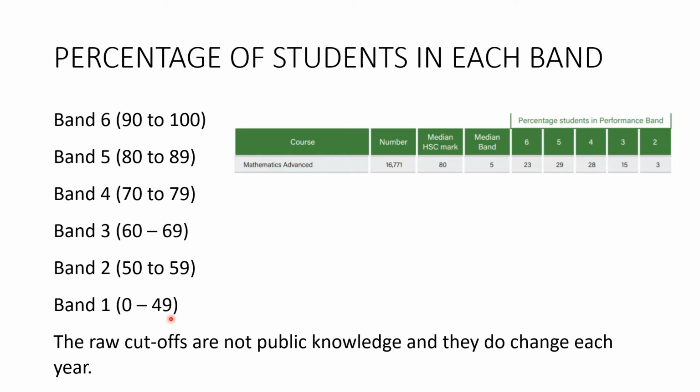So if you are a reasonable mathematics student, you can almost certainly score above 50% and probably will be above 60%. That's what the data is telling us. So that should help you with setting your goal.